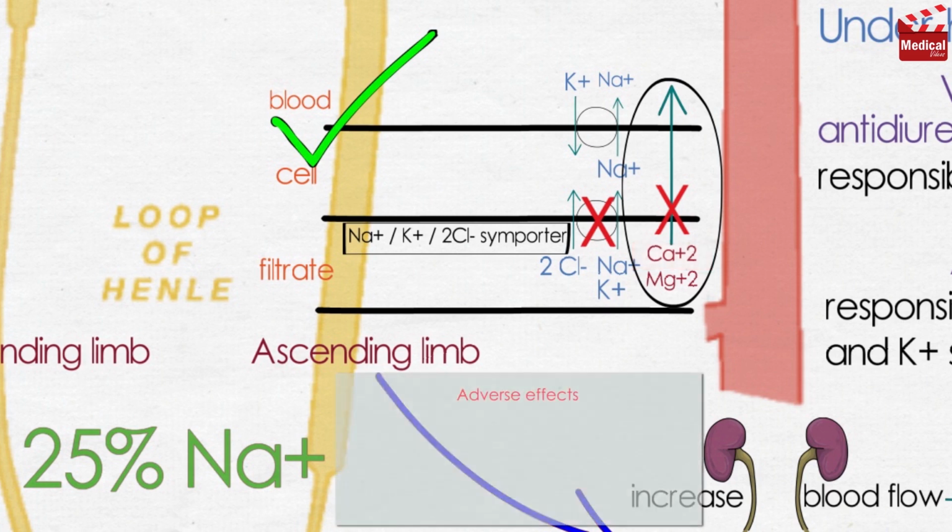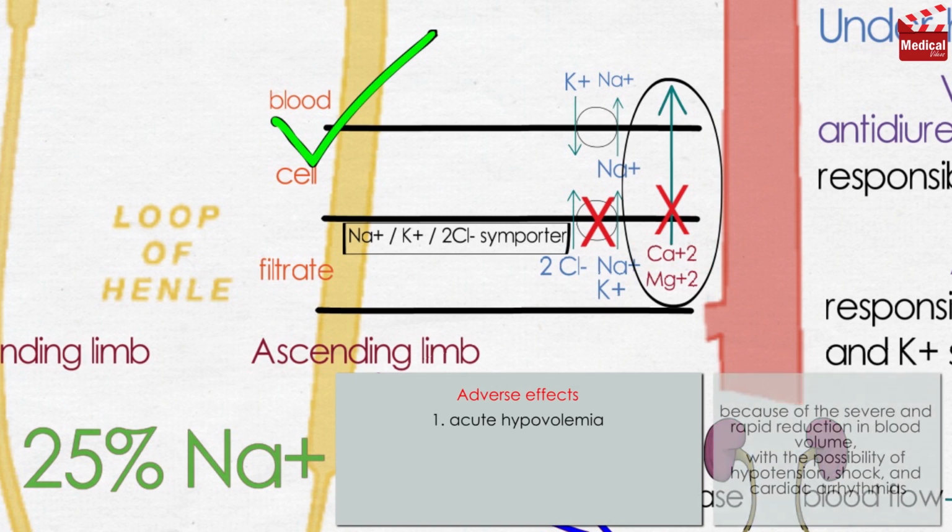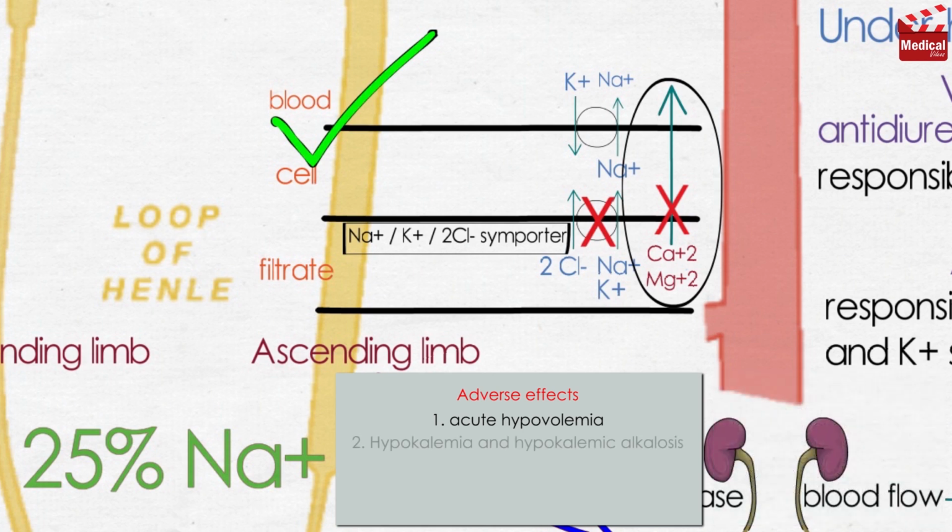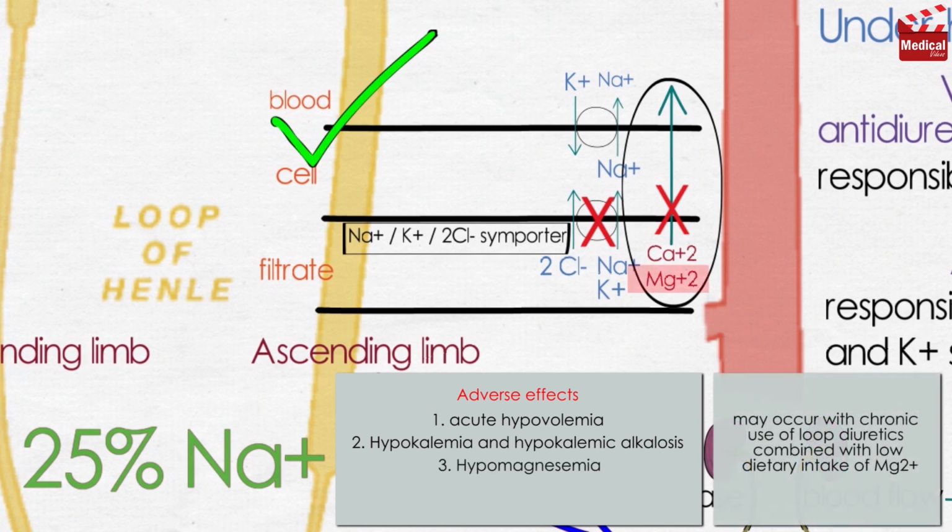Now let's talk about their adverse effects. Loop diuretics can cause acute hypovolemia, because of the severe and rapid reduction in blood volume, with the possibility of hypotension, shock, and cardiac arrhythmias. Hypokalemia and hypokalemic alkalosis. Hypomagnesemia may occur with chronic use of loop diuretics combined with low dietary intake of magnesium.